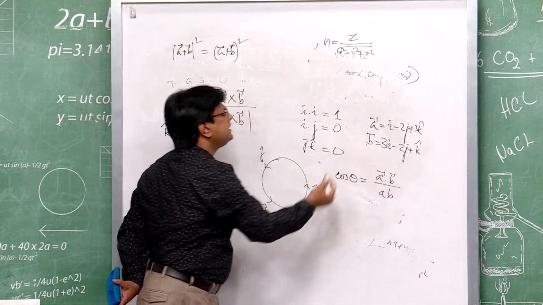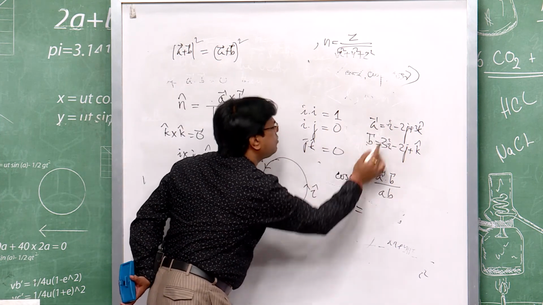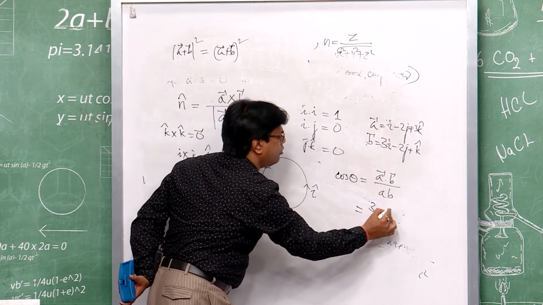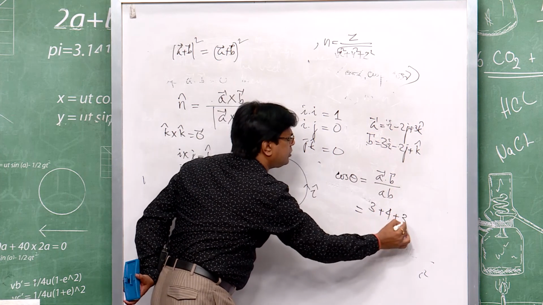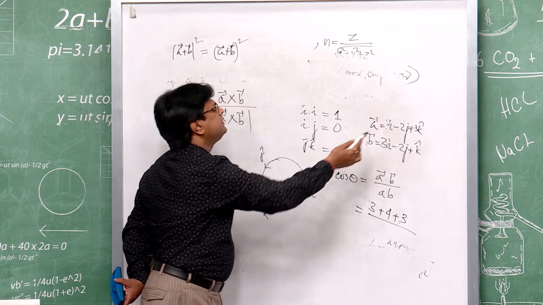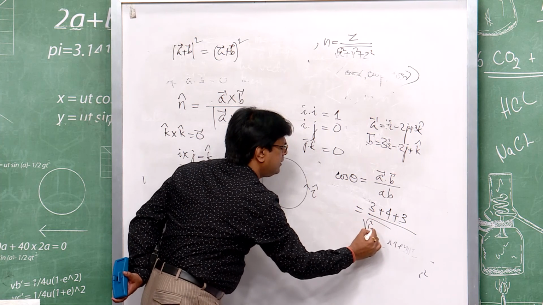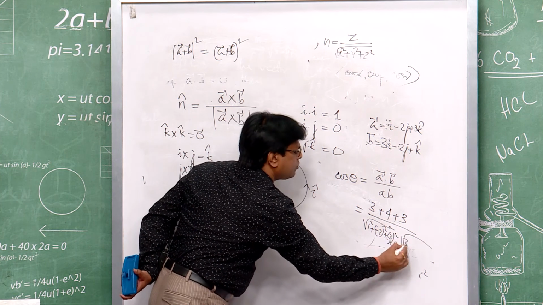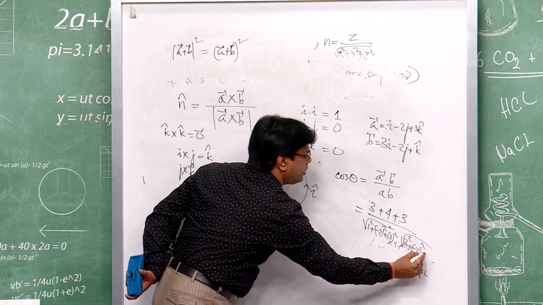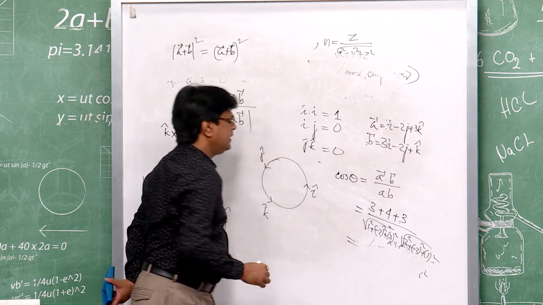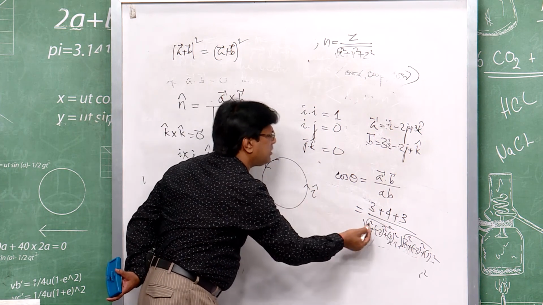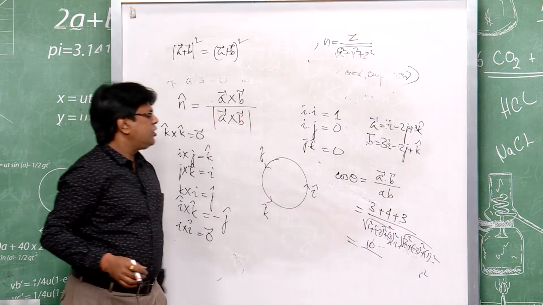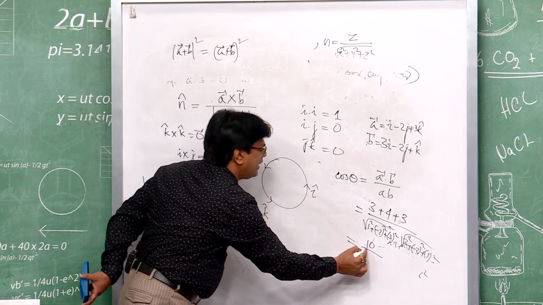So, a dot b means 1 into 3, that is 3, plus minus 2 into minus 2, that is 4, plus 3 into 1, that is 3, giving 10, divided by the magnitude of this: root over 1 square plus minus 2 square plus 3 square, into root over 3 square plus minus 2 square plus 1 square. So, this is 10 by root over 9 plus 4 plus 1 into root over 9 plus 4 plus 1.